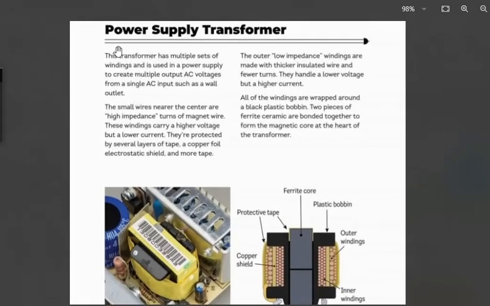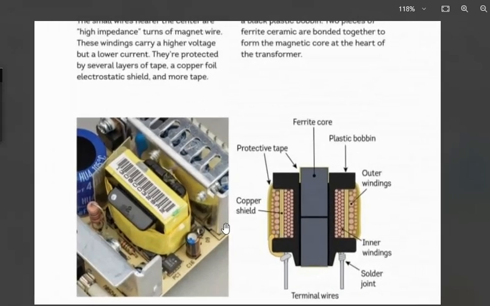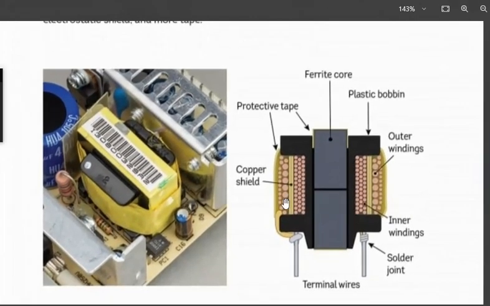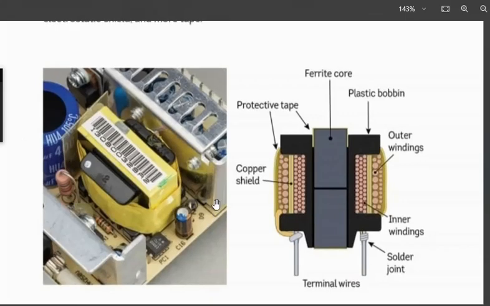So this is our next component, which is named power supply transformer. You can see it. Let's start about it. What does it do? Power supply transformers are used to convert AC voltage from a wall outlet to multiple lower AC voltages that can be used to power various components in electronic devices.